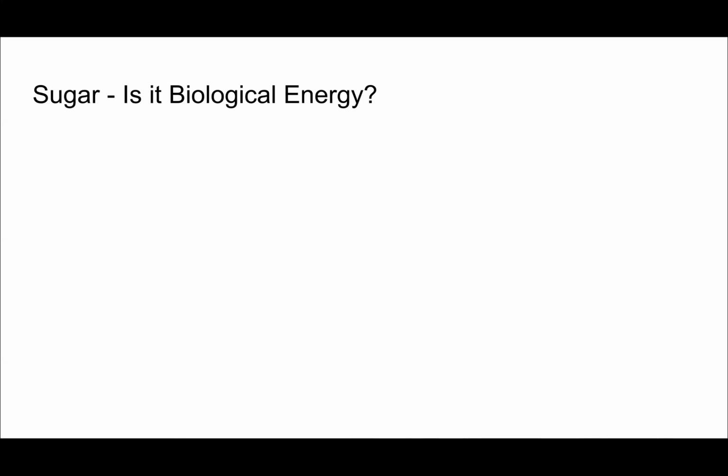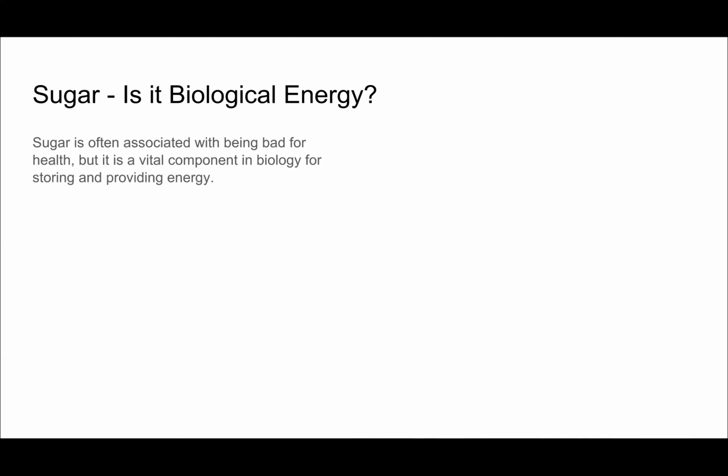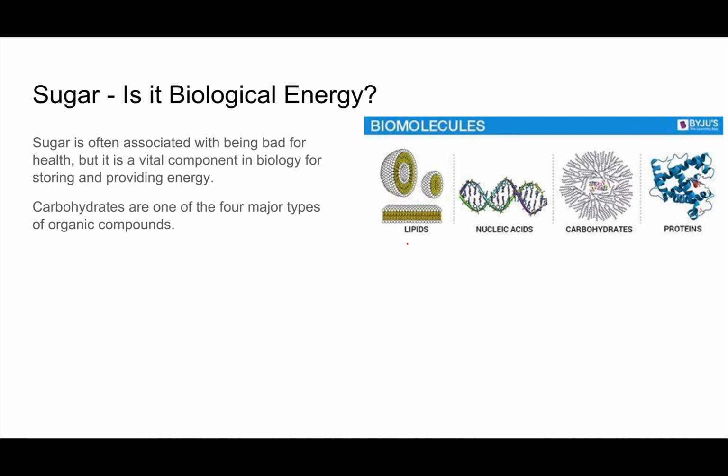Sugar, is it just biological energy? Well, sugar is often associated with being bad for health, but it's actually a vital component in biology for storing and providing energy. And it's actually doing a lot more than just biological energy. So sugar, as one example of carbohydrates, is actually one of the four major types of organic compounds. The others being lipid, nucleic acid, and protein.